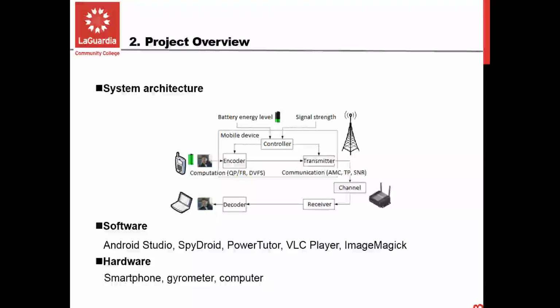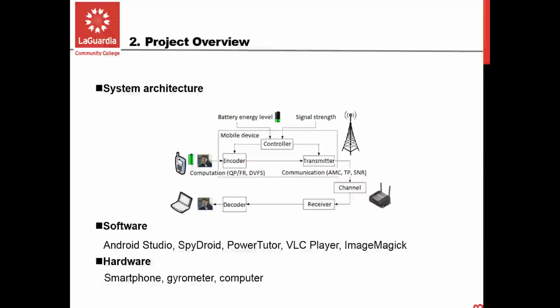For our project overview, we have our controller, which I mentioned previously, and this will be part of the app. It will monitor the battery energy level of our mobile device and the signal strength, and it will use that to determine quality settings in the encoder. The controller will affect things like what frame rate should be used or the CPU frequency. The encoder is again on the phone and is part of the app. The phone will capture the video, the encoder will encode it and transmit that.